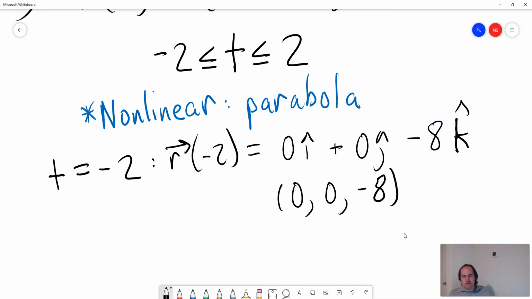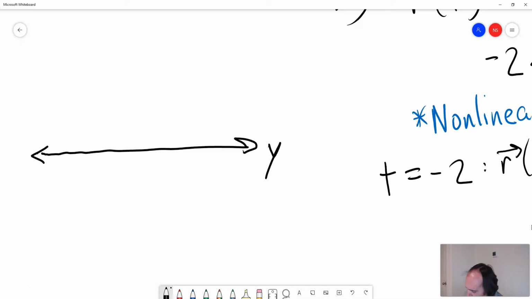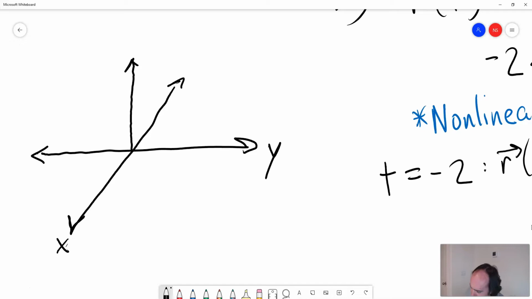And that's going to be our first point. That's where t equals -2, which is where our graph is going to start. Okay, so if we go ahead and do a sketch of this, our horizontal axis is our y-axis. The axis coming out at us is our x-axis. And then our vertical axis is, of course, our z-axis.